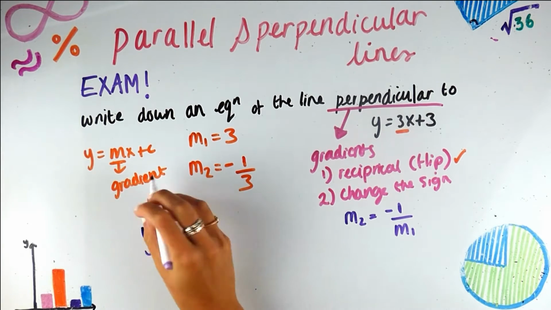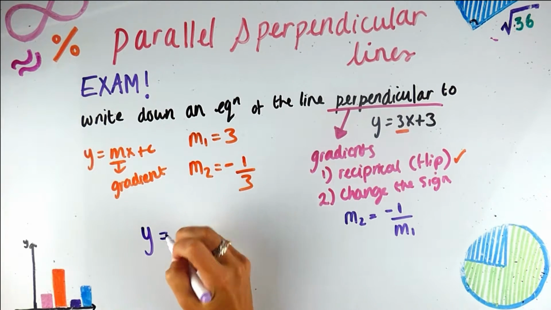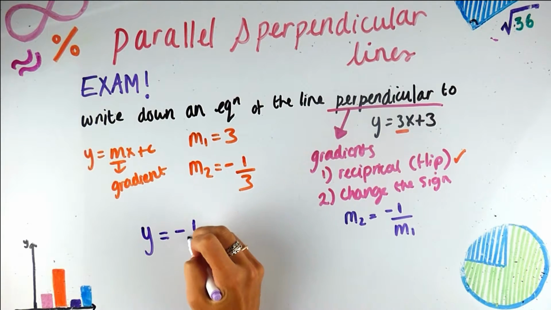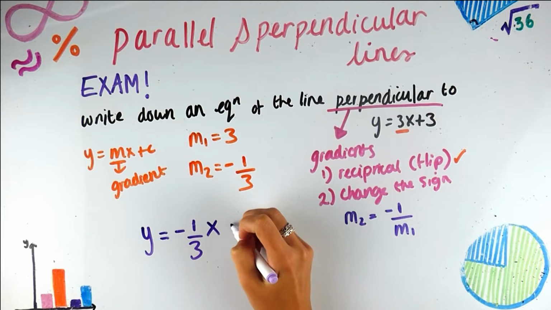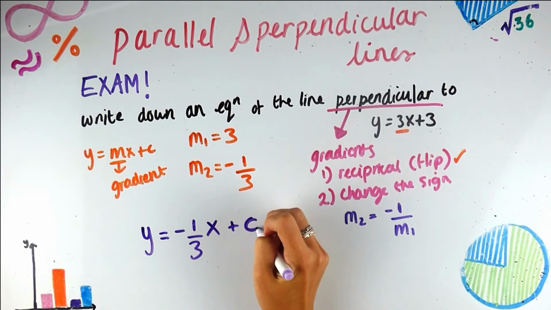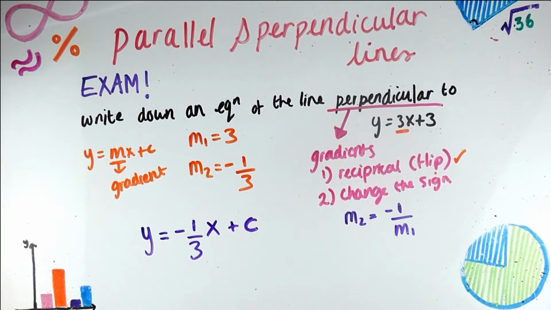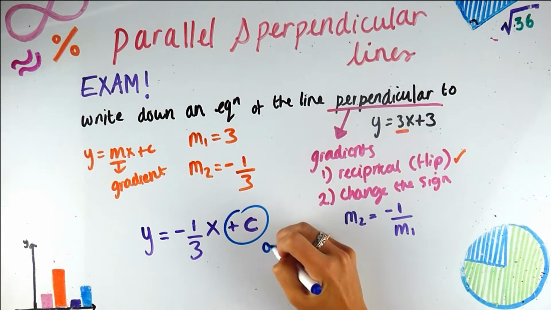So I know I'm going to need y, and I need this form mx plus c. I know my gradient for the perpendicular line is minus a third, and then you need the x. And now I need a plus c. It hasn't actually given me any more information in the question, but basically plus c can be anything.